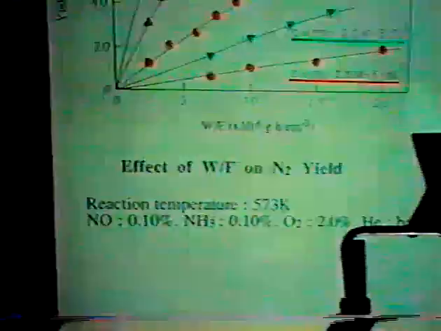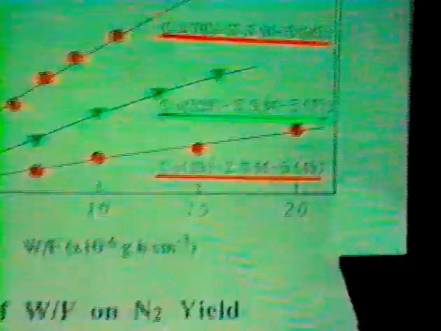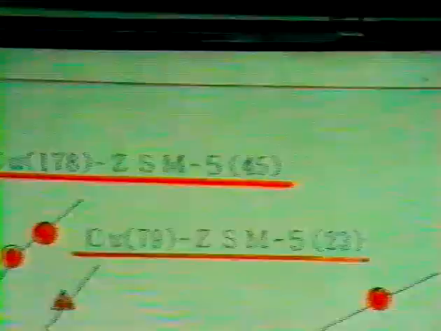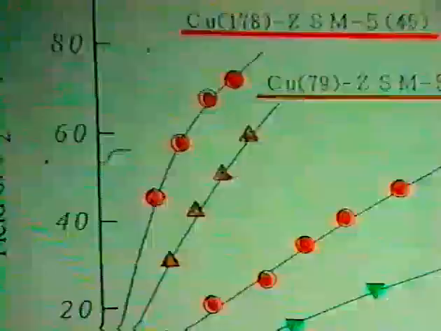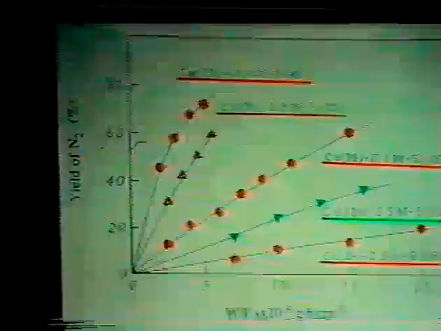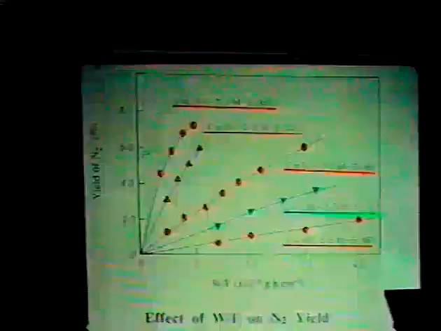This figure shows the effect of ammonia concentration on the rate of nitrogen formation. Around the standard reaction condition, that is 0.1% of ammonia, the reaction rate is almost independent of ammonia concentration. This may suggest the most of the active site of copper ZSM5 is covered with ammonia under the standard reaction conditions.